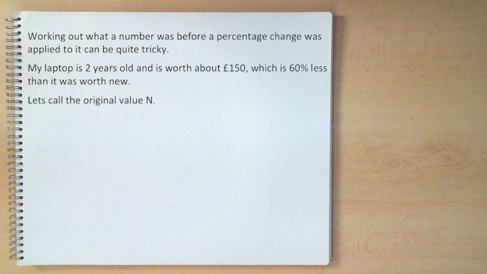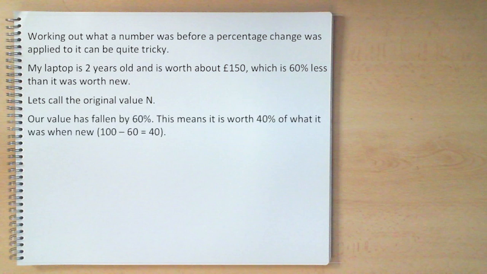Our value has fallen by 60%. That's what the question says. It's fallen by 60%. This means it's now worth 40% of what it was when it was new. So we're now going to use two things to solve this question that weren't in the original question. n, we've worked that out ourselves, and the 40%, we've worked that out ourselves.